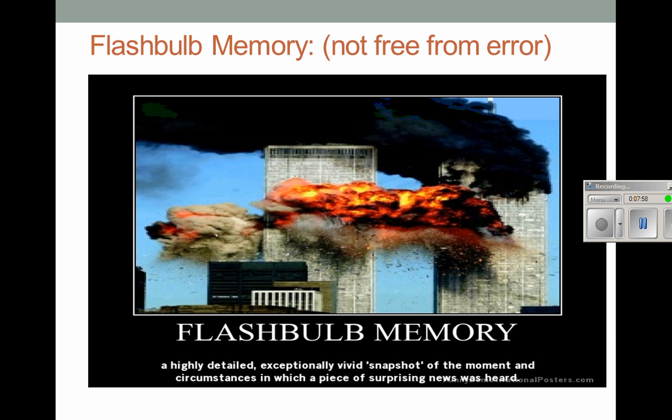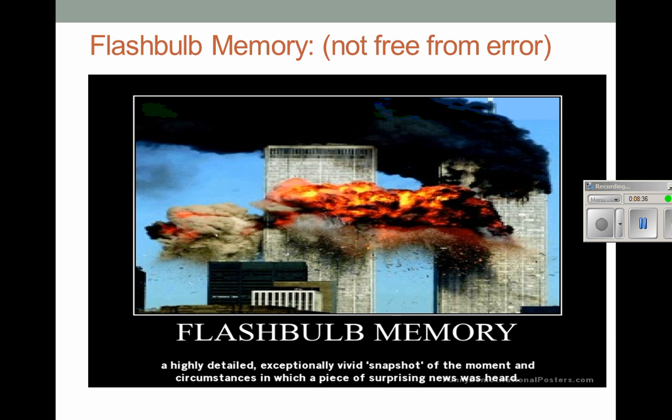Now, something that forgoes that entire process of the information processing model is something called flashbulb memory. A flashbulb memory is highly detailed. It's a very vivid snapshot of a moment or circumstance of something that was very surprising to you, whether good or bad. The example I have here is 9/11. You guys may be a little too young to really have a flashbulb memory of this, but I know I do. I know older brothers and sisters of yours, your parents, definitely have a flashbulb memory of this.